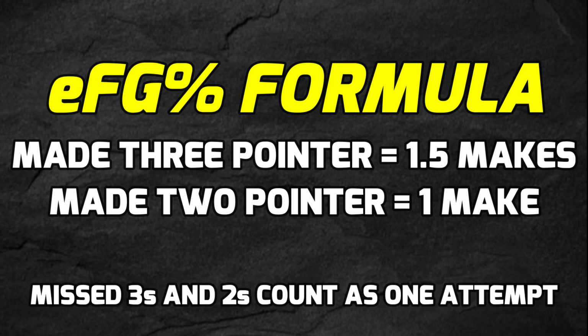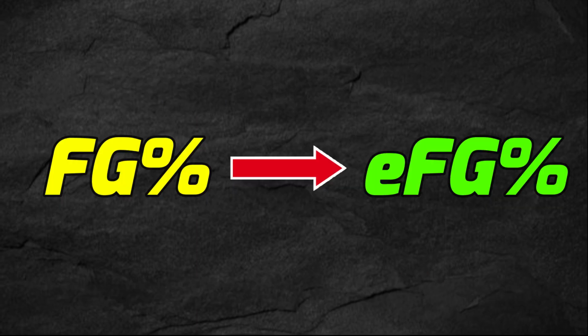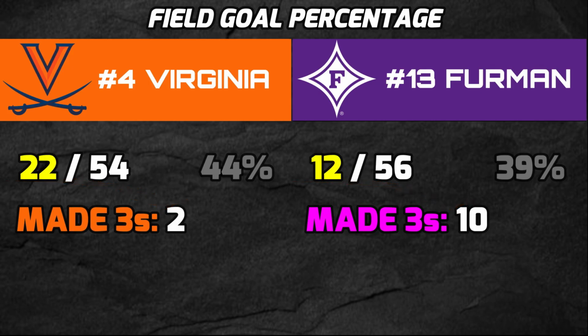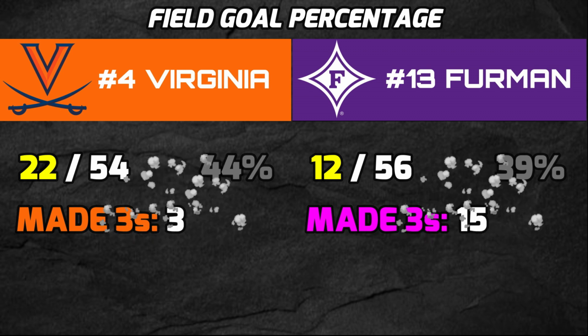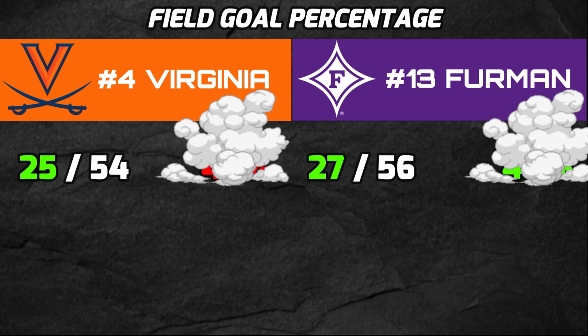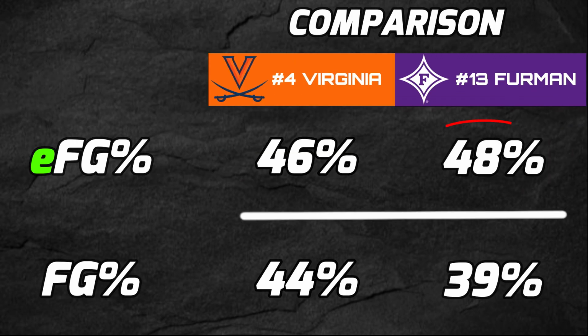A missed 3 counts as 1 field goal attempt. This is because, for the most part, a miss from 2 is no different than a miss from 3, so we can count them as one and the same. So let's convert field goal percentage to effective field goal percentage. Let's take each team's made 3-point shots out, multiply the made 3s by 1.5, and then add them back to the stat. Do a little division, and we come to find that Furman had a better effective field goal percentage than Virginia did. This means that Furman was more efficient at shooting from the field than Virginia was.